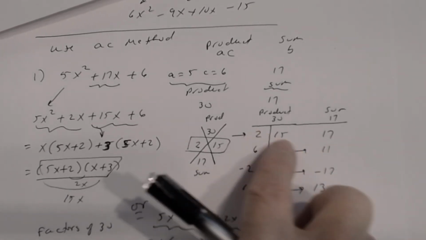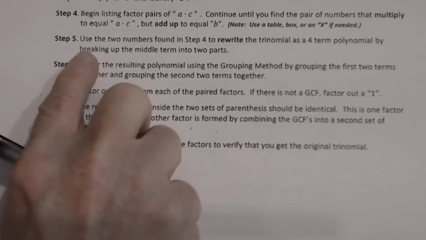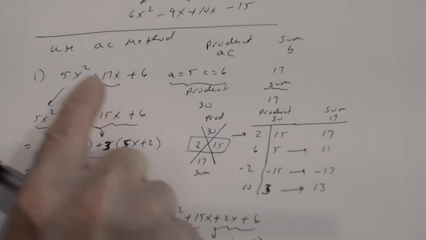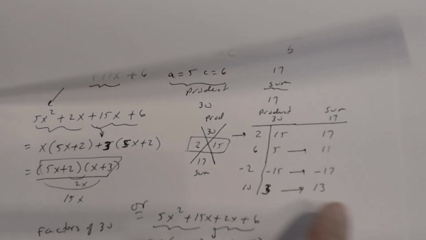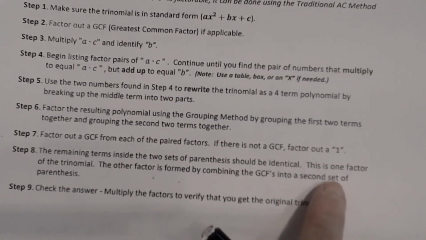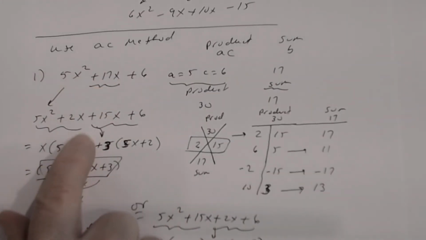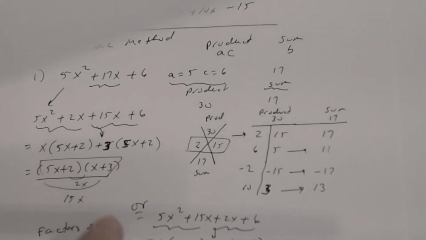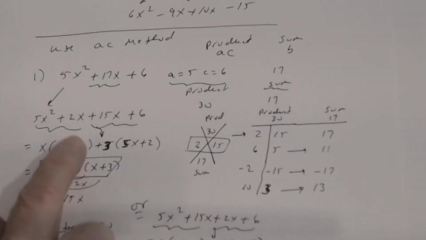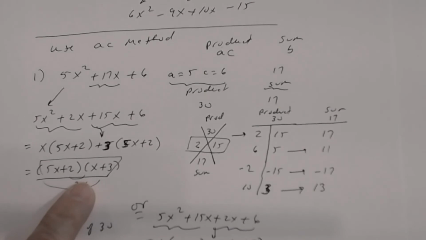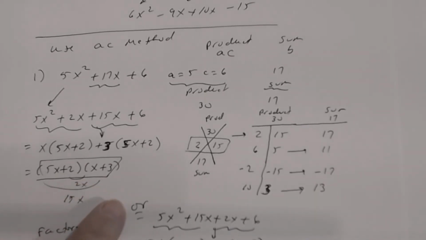Once you find the one that works, that's step 5. So this right here is step 5. Once you find the one that works, then you rewrite the middle term using those two numbers. And then the rest of this is just grouping. So you group. You factor by grouping. Okay? All right, so let's do number 2.